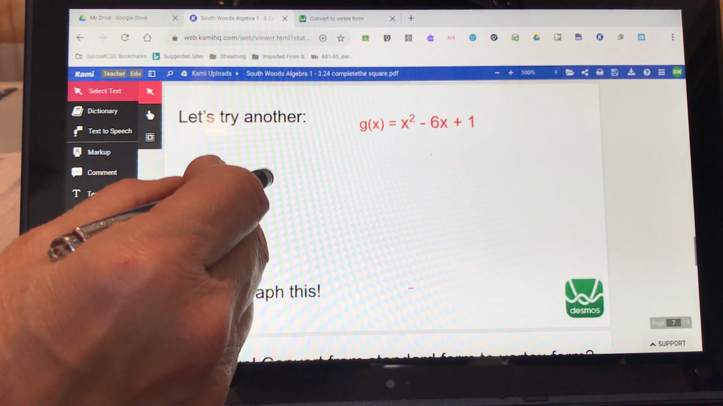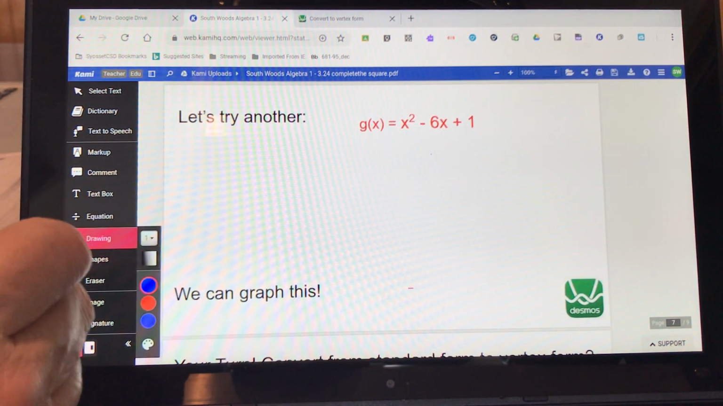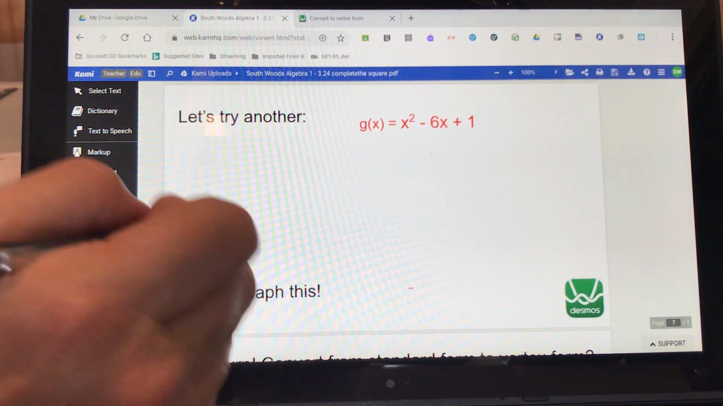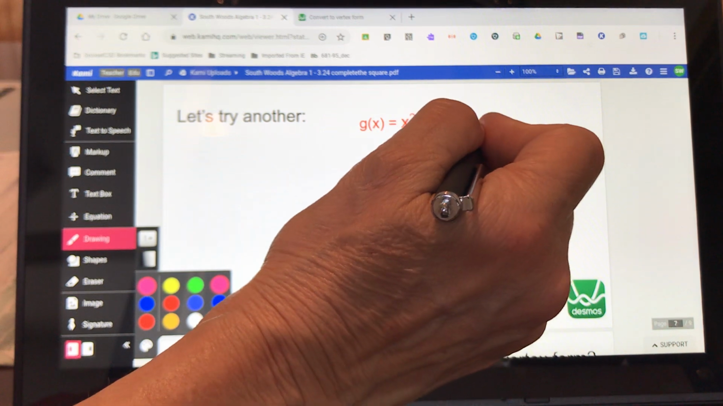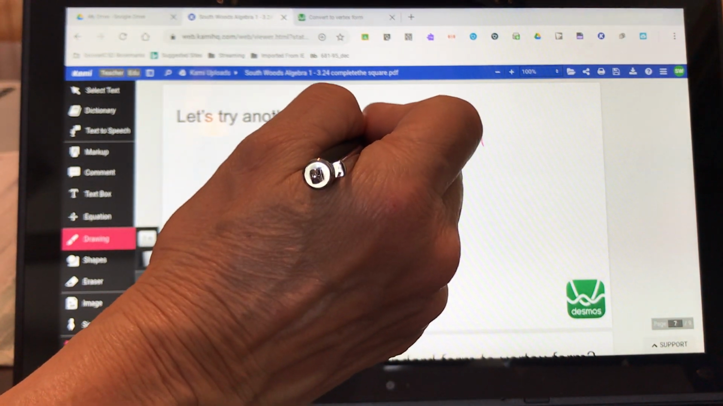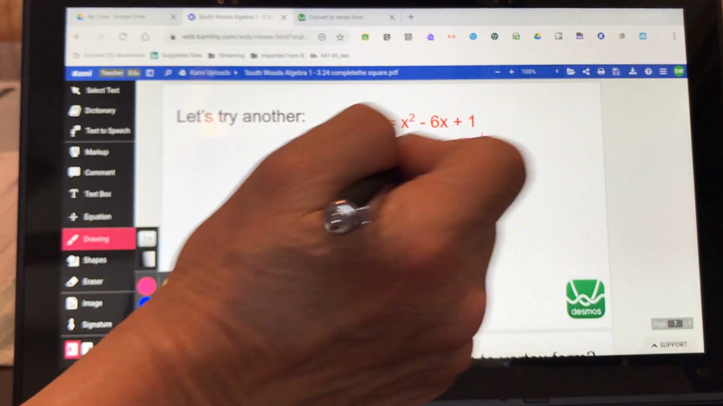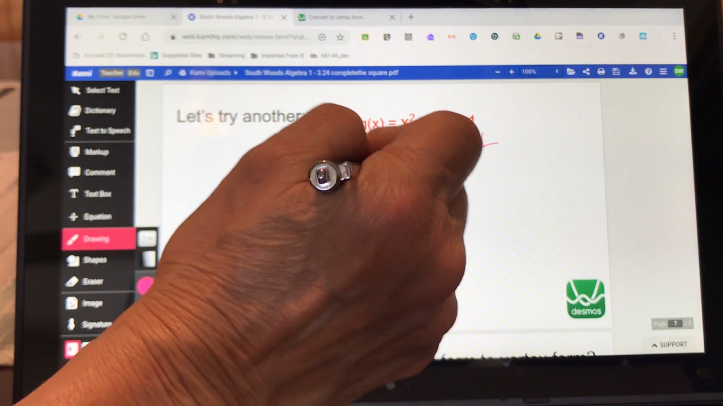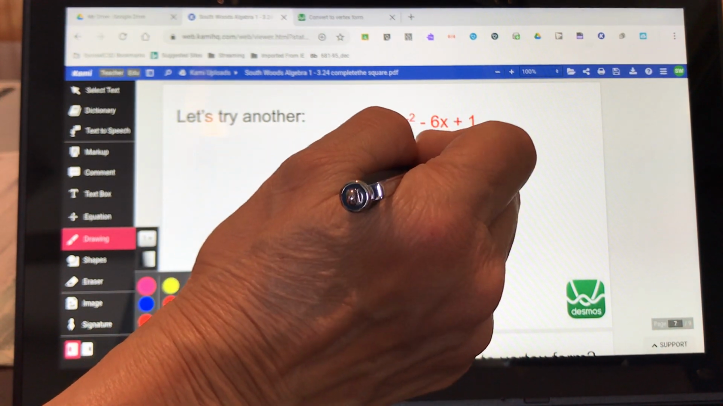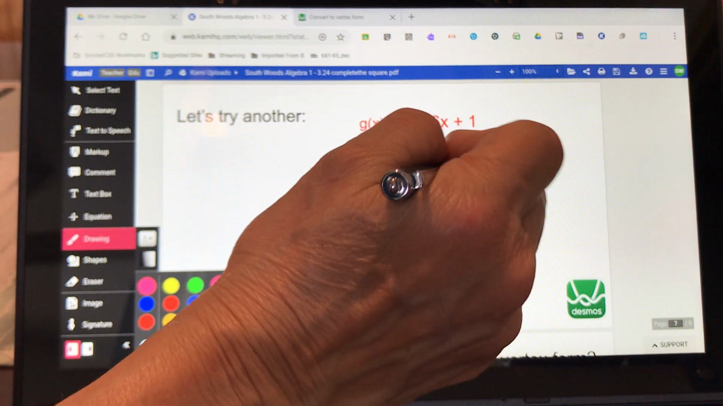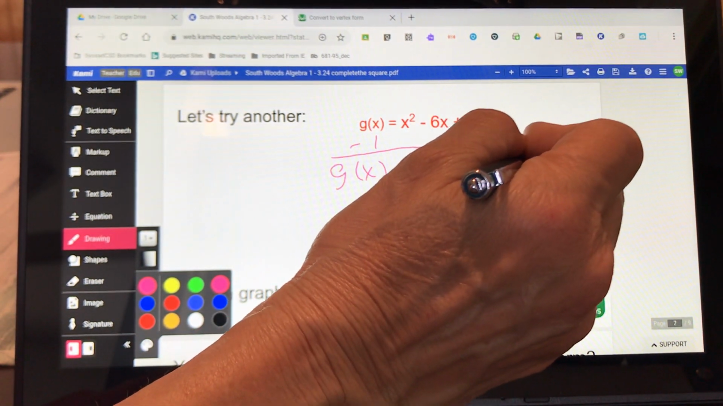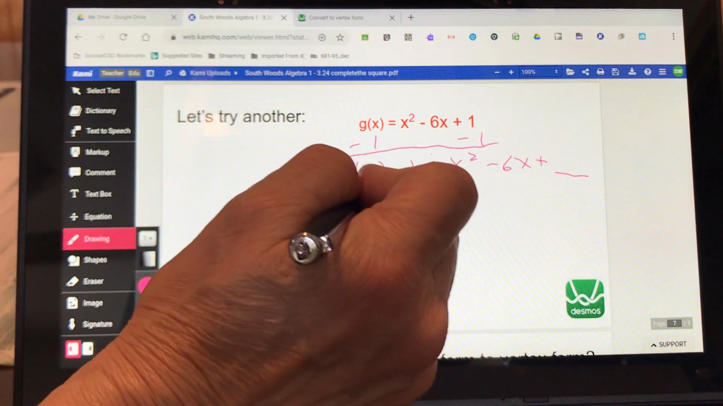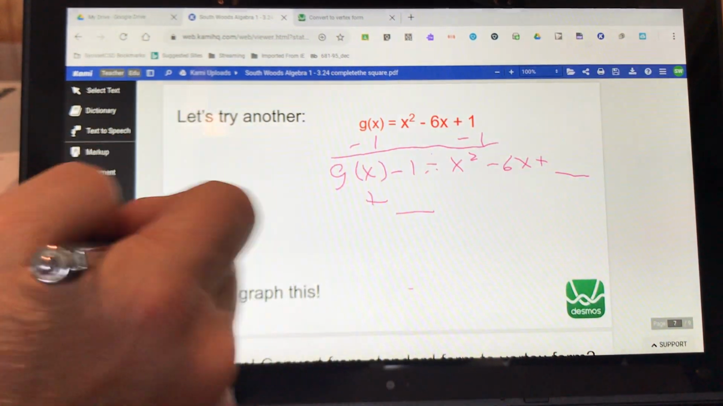Let's try this one more time to see if we got it. Step 1. We want to eliminate the constant. Subtract 1 from both sides. We now have g of x minus 1 equals x squared minus 6x. We're going to add our own blank as long as we add it to both sides.